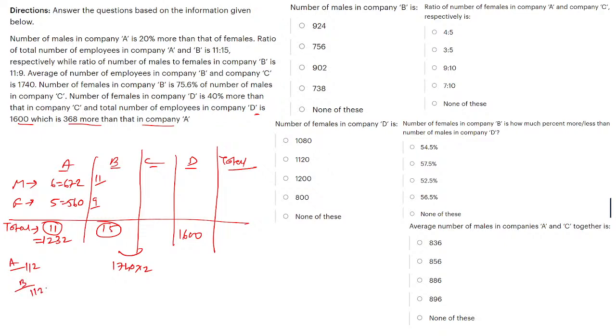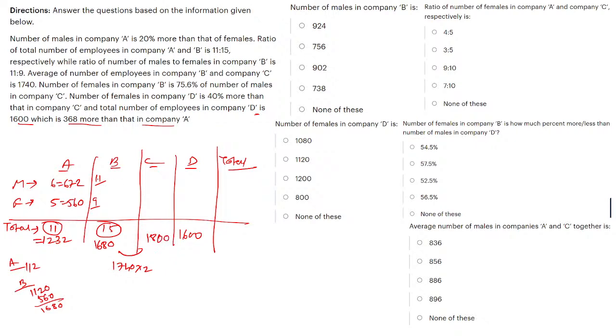So if this is 11 units, what is 15 units? That means for B 1120, and plus 560, which gives 1680. So 1680 is here. Now see, 1680 is less than 1740, which is the average of both B and C. That means 60 less. So 60 gets added to 1740, the average value, that is 1800, is here.